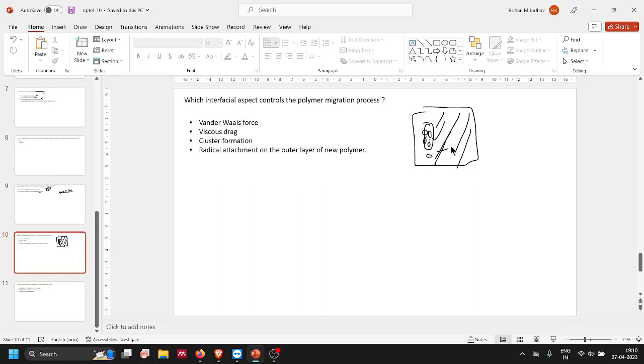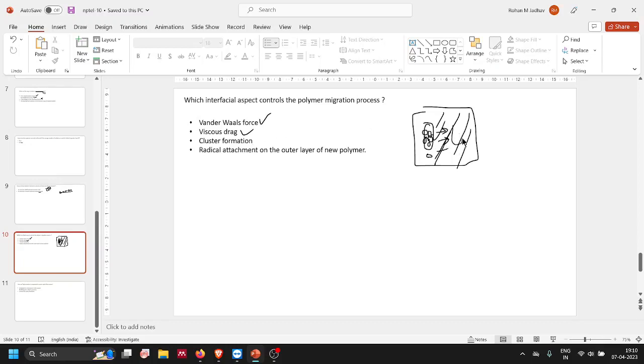The forces responsible for this, the surface phenomena, are van der Waals forces of attraction and repulsion, and the resistance to flow, which occurs due to viscous drag. Since the polymerization process occurs and clusters are formed, the flow of these clusters will be hindered since viscosity is increasing. So viscous drag will always play a role in this.